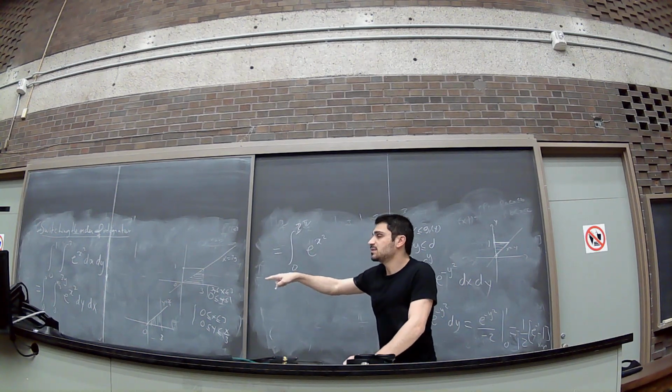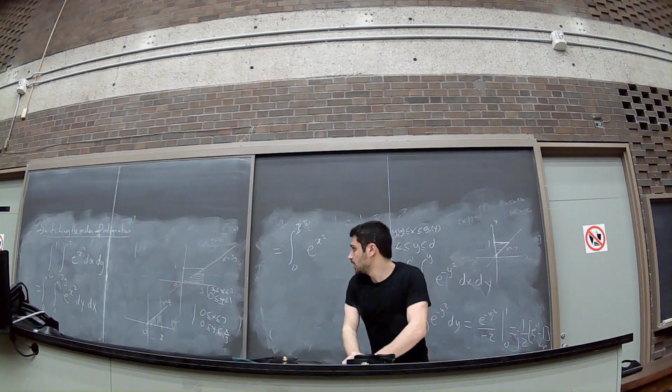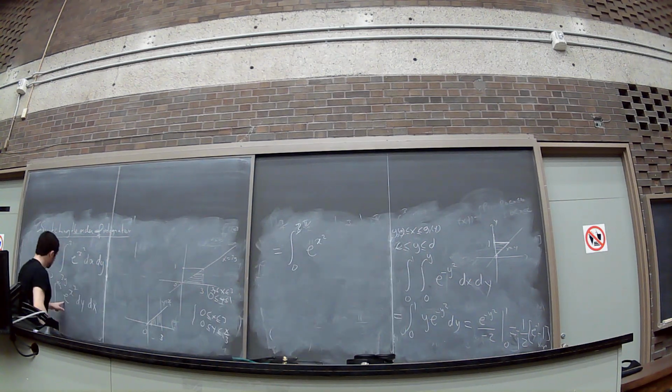Integrate y from 0 to x over 3. What do you get? Integrate this function, e^(x squared), from 0 to x over 3. e^(x squared) is a constant. What do you get? You get x over 3 times e^(x squared). You agree or not? Everybody.